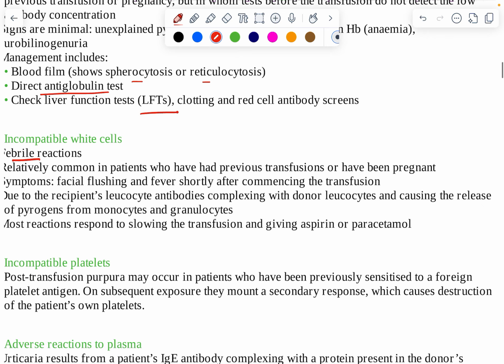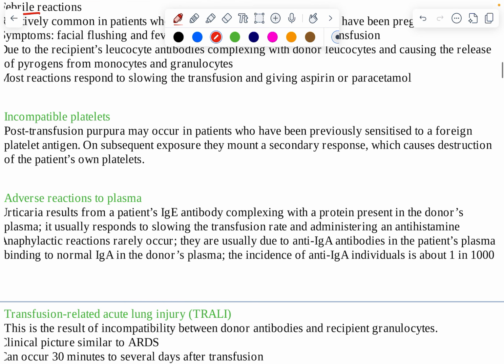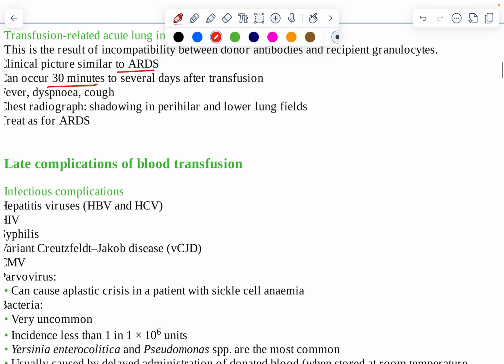Incompatible white cells may lead to febrile reactions. Incompatible platelets lead to a reaction to platelet antigen, a secondary response. Adverse reaction to the plasma may occur in the form of urticaria. TRALI presents as ARDS and can occur within 30 minutes to several days after transfusion.